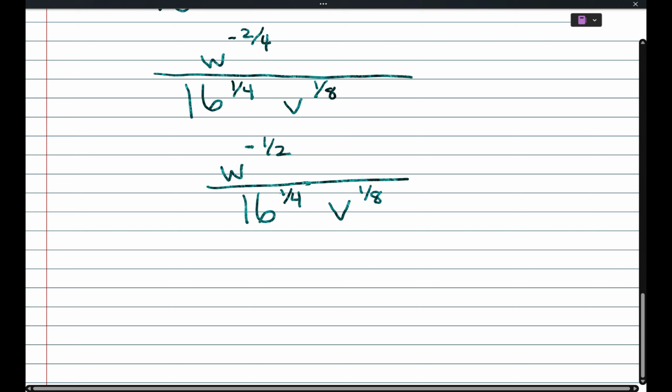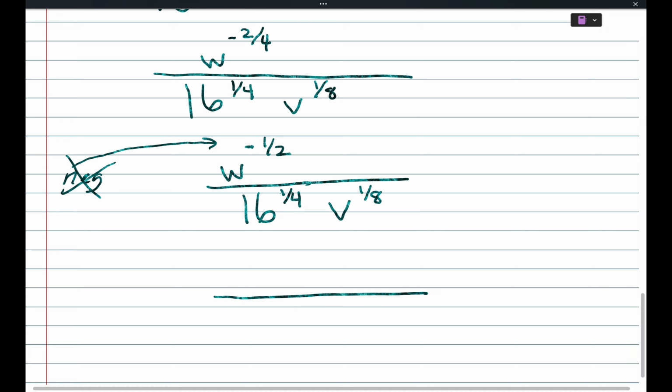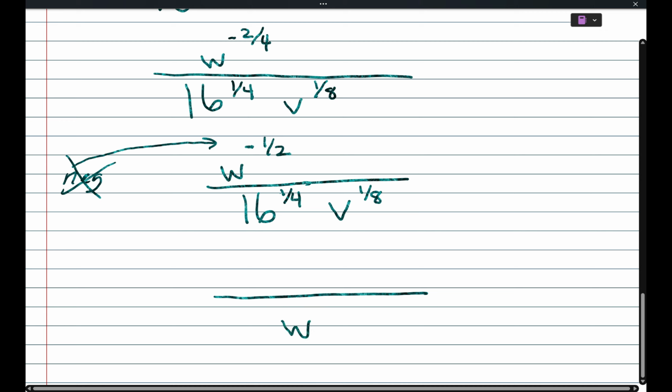All right, and then even further, remember in the past we said that we don't want a negative exponent. We don't want that. So how do we get rid of it? By moving its base and the exponent to the denominator. So that will become w to the 1/2 power. And then the v is still there. And you're wondering why I didn't do anything to the 16 to the 1/4.